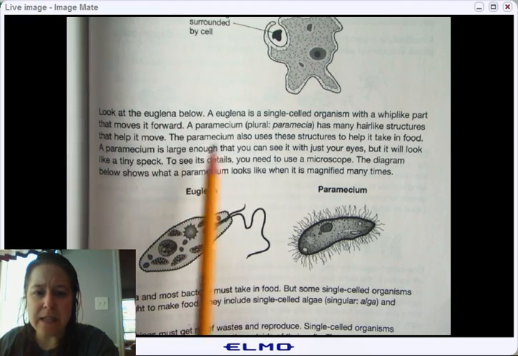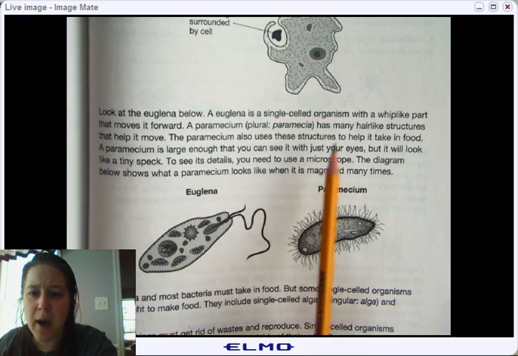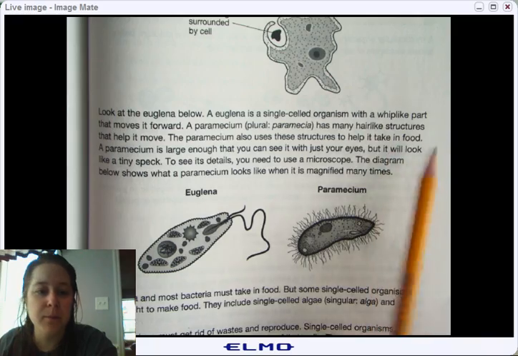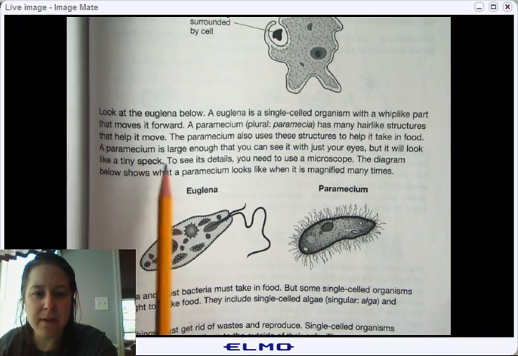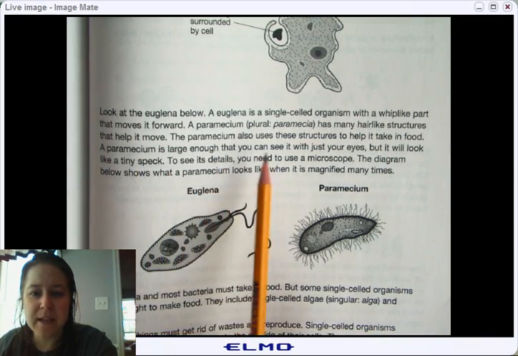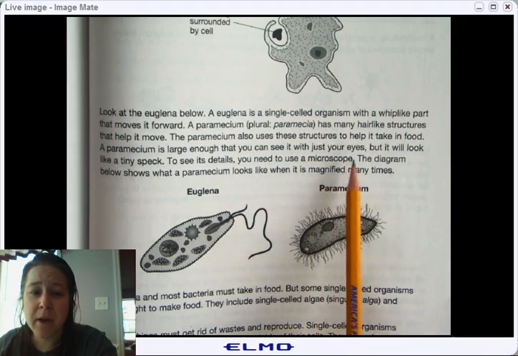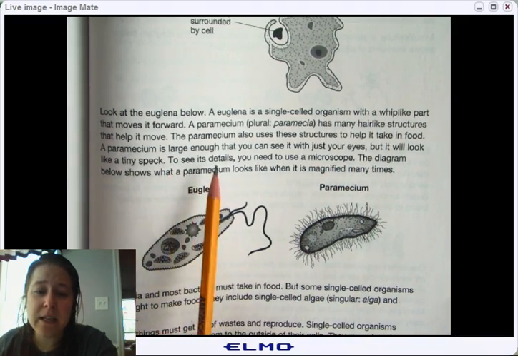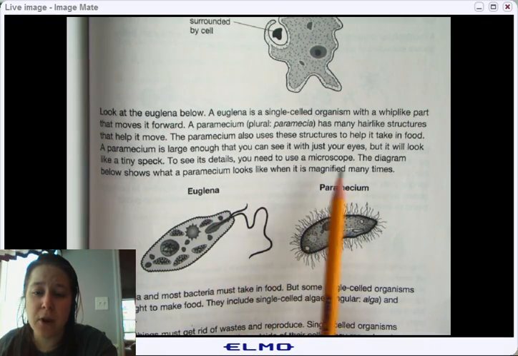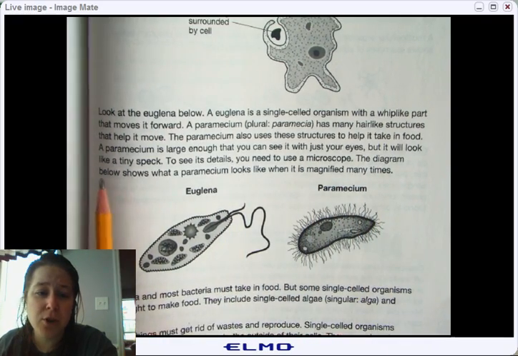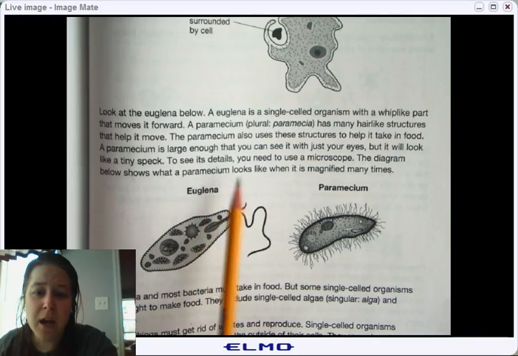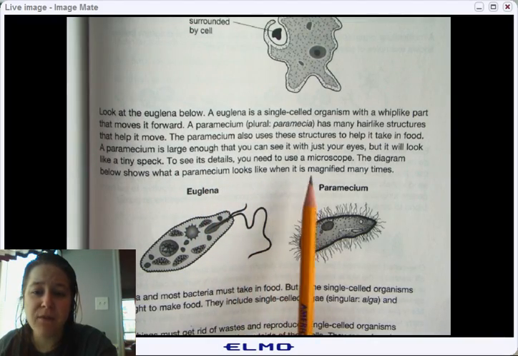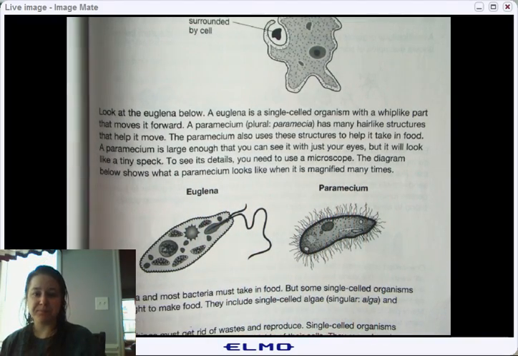The paramecium also uses these structures to help it take in food. A paramecium is large enough that you can see it with just your eyes, but it will look like a tiny speck. To see its details, you will need to use a microscope. The diagram below shows what a paramecium looks like when it is magnified many times.